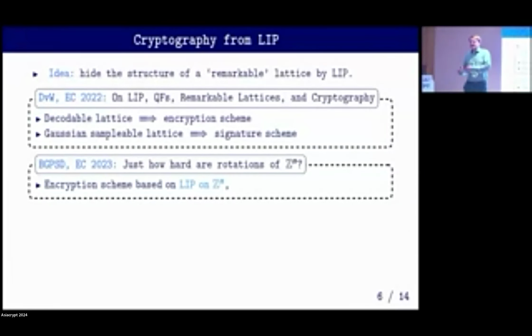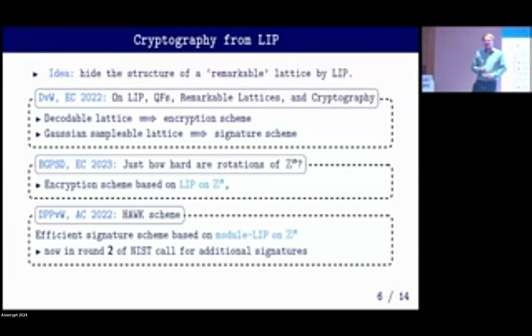And similarly, you can have any lattice in which you can do discrete Gaussian sampling efficiently, then we turn that into a hash and sign signature scheme. And the other work by Bennett et al. does something similar, but they really focus on the lattice Z to the n.